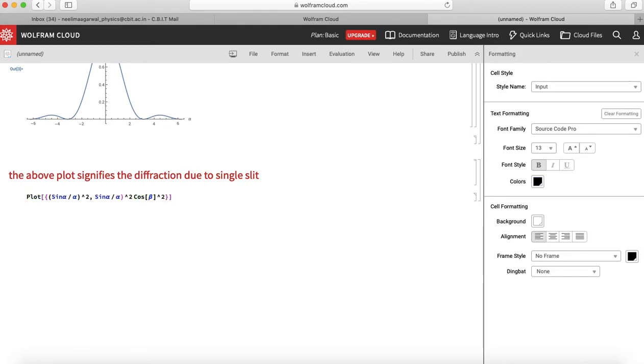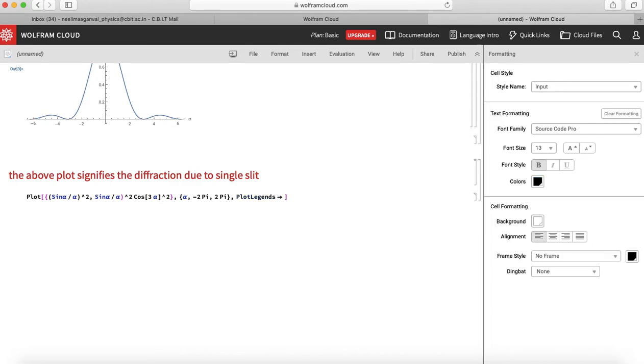Now I need to plot these two functions on the same axis. So I have to use the relation between alpha and beta, and already I know that beta is 3 alpha. So I will remove beta from here and write 3 alpha. Now I can specify the range of alpha, minus 2 pi to 2 pi.